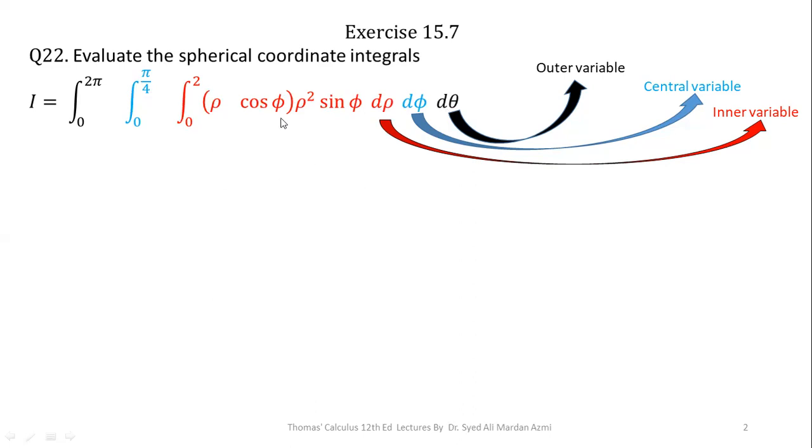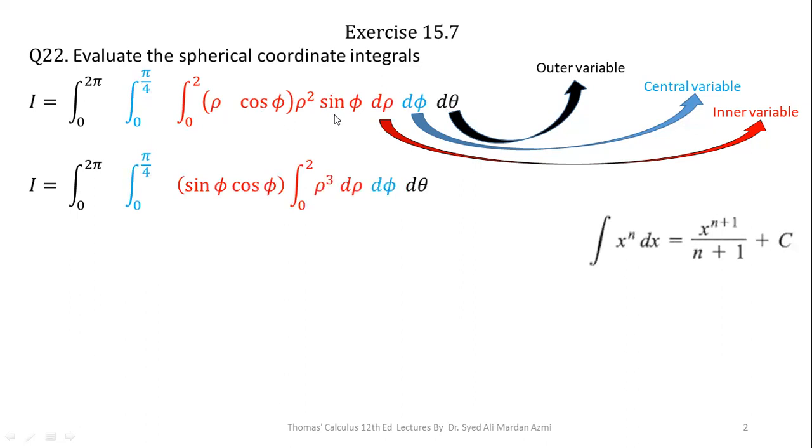So in order to integrate this function, first of all, we will simplify the function. Rho square and rho will be multiplied and it becomes rho cube. And sine of phi, cos of phi are constant with respect to rho. We can take it outside from the most inner integral. So we have limit from 0 to 2 pi, limit from 0 to pi by 4, sine phi, cos phi, limit from 0 to 2, rho cube, d rho, d phi, d theta. So in order to integrate rho cube, we will use this formula. So we have integration of rho cube as rho 4 over 4.